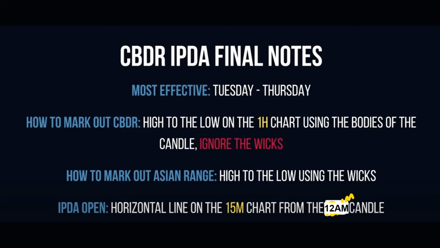So how do we mark out the Asian range? We're going to be using the high to the low using the wicks of the Asian range. And for the IPDA open, we're going to be using the 15-minute chart on the 12 a.m. candle. That's your midnight opening price. We're using the 15-minute chart because that's typically where we have equal highs, equal lows, or where liquidity is at and looking to get run on.